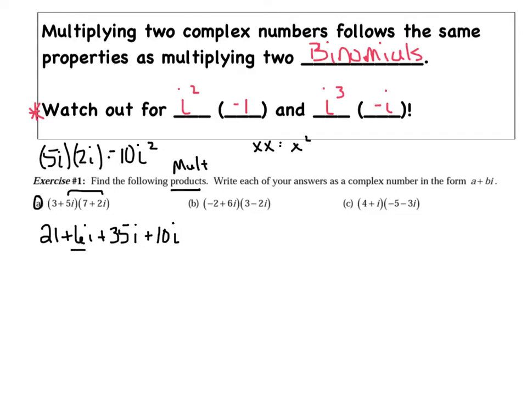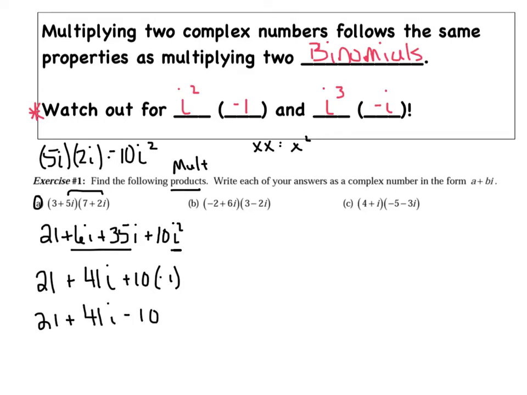So what I'm going to do is combine my like terms in the middle, and I'm also going to substitute a negative 1 in for that i squared right there. So now I'm sitting on 21 plus 41i plus 10 times negative 1. So that last term really becomes negative 10, and now I'm going to combine my first term with my third term, and that's going to give me 11 plus 41i as my final answer. So quick recap, if you multiply two complex numbers together, typically you'll get a complex number as a result.